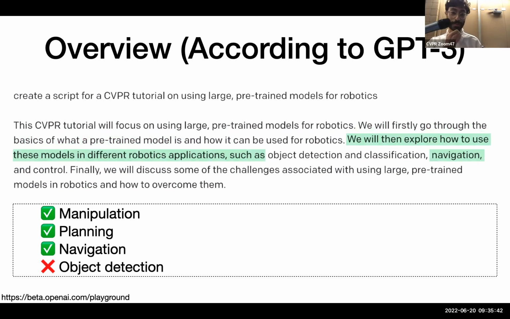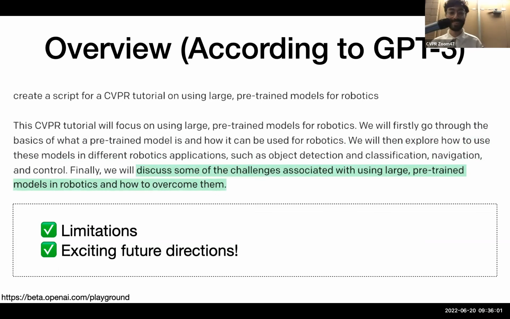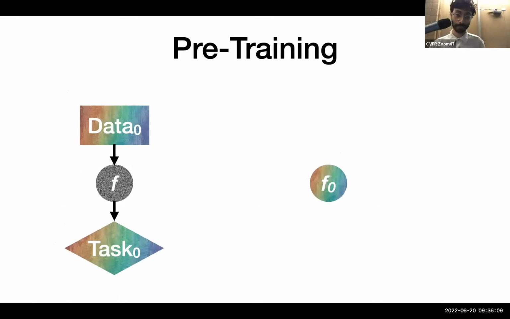Next, I'm going to talk about a few applications of these existing large pre-trained models, specifically for manipulation, planning, and navigation tasks. GPT also wants me to talk about object detection, but I'm not going to do that. And finally, I'll talk about a few limitations and some exciting future directions, hopefully inspiring many of you to start working along this direction.